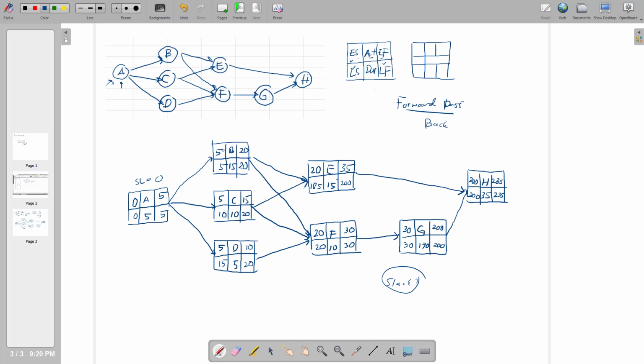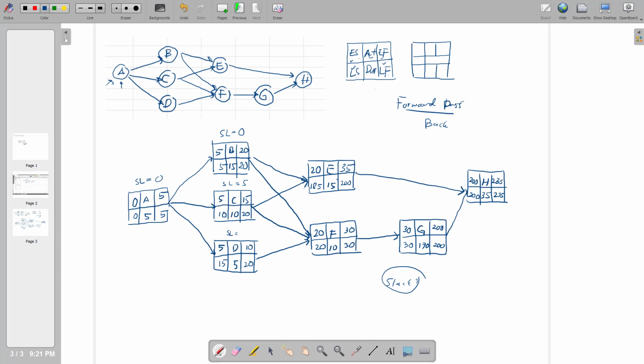For activity B, as you can see, 5 minus 5 will be equal to 0, or 20 minus 20 is 0 as well. So slack for B is 0. Similarly, for C, you will have 10 and 5, so you have 5.